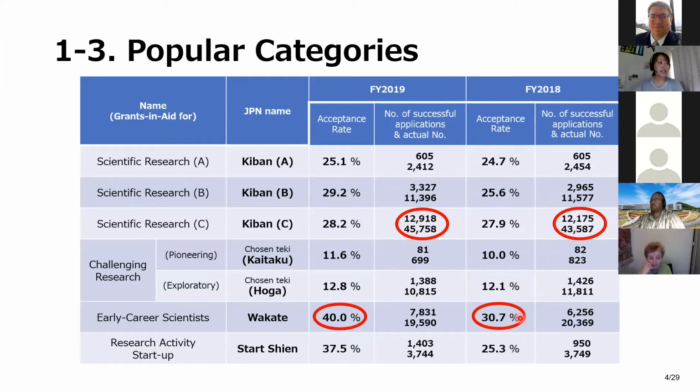Now let's see which ones are most obtainable with this chart. The acceptance rate is the highest in early career scientists, Wakate, but the actual number of successful applications is the most in Kiban C. The challenging research grant seems to be the most difficult grant among these.